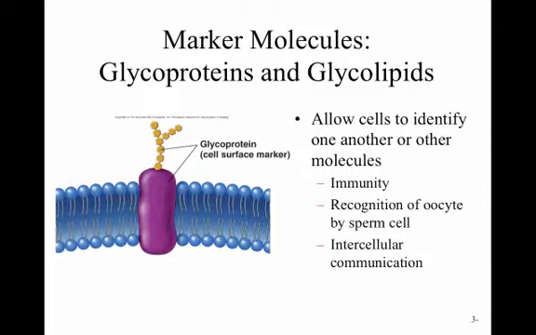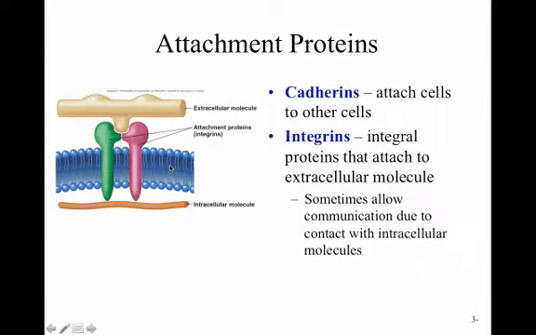This is where, if you have a graft or an organ transplant, you can have rejection because they recognize those markers as not your own, so it can start to attack that organ or that graft. Attachment proteins, there's cadherins and integrins. Cadherins attach cells to other cells, and then integrins are integral proteins. What does integral protein mean?